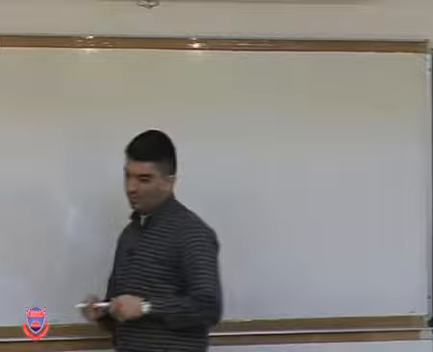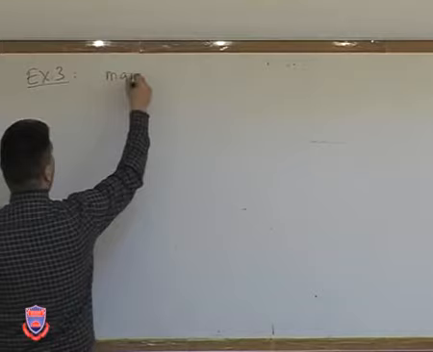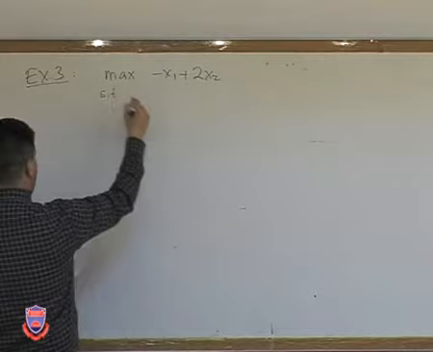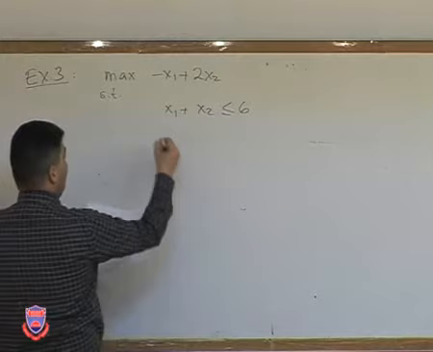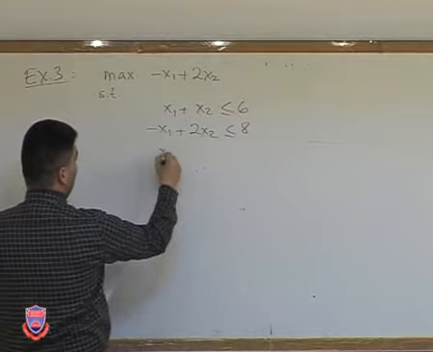So this is example number three. Suppose that we have the following problem. I would like to maximize minus x1 plus 2x2. And my constraints are as follows. x1 plus x2 is less than or equal to 6, and minus x1 plus 2x2 is less than or equal to 8, and x1 and x2 are non-negative.